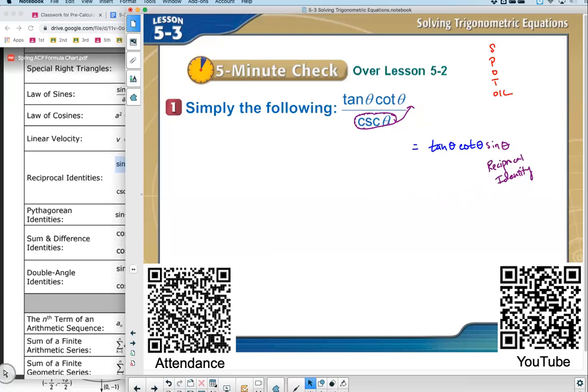Actually, I'm gonna put this so it doesn't look like that's what I did right there. All right. Now, while I'm still transforming, I'm gonna continue on this. Change things to sines and cosines. I know I can change tangent and cotangent.